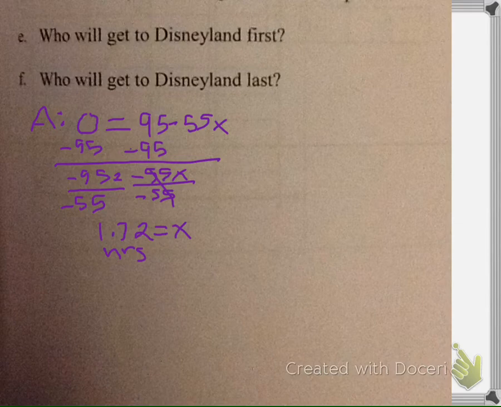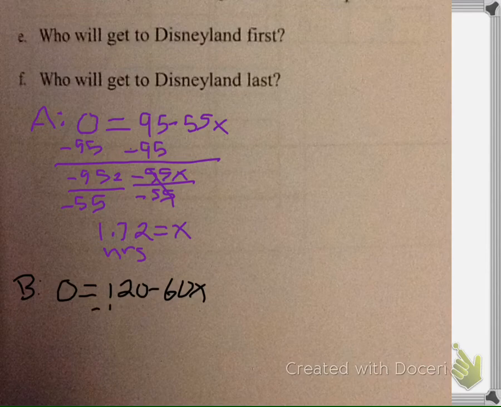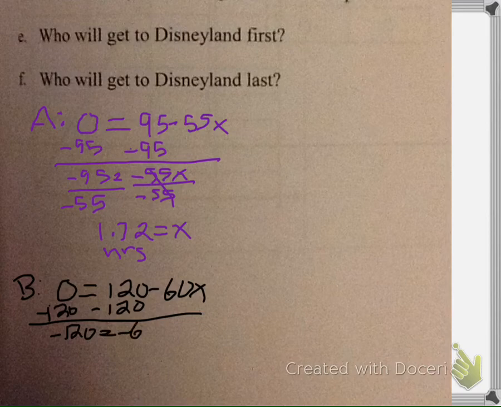Okay, let's do family B. I'm going to substitute 0 in for their y, and their equation was 120 minus 60x. So I'm going to subtract 120 on both sides. I end up with negative 120 equals negative 60x. Divide by negative 60 on both sides, and I end up with 2 equals x. So it takes them 2 hours to get to Disneyland.